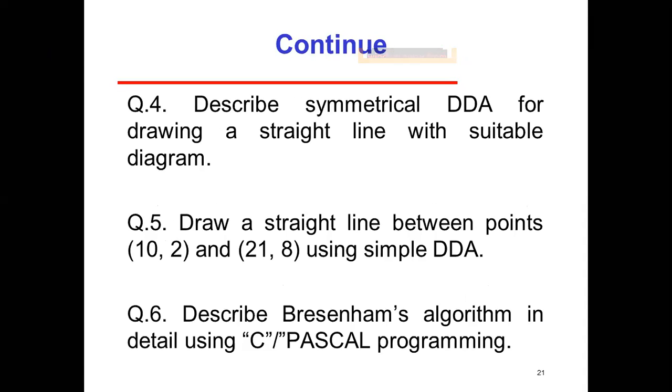Questions number 4, 5, 6. Describe symmetrical DDA for drawing a straight line with a suitable diagram. In this case, describe what the symmetrical DDA is and then draw the straight line with the help of this method, or here you can also write the algorithm. You can discuss the algorithm for the symmetrical DDA. Again, this is the numerical using the simple DDA. The same numerical using the simple DDA and symmetrical DDA.